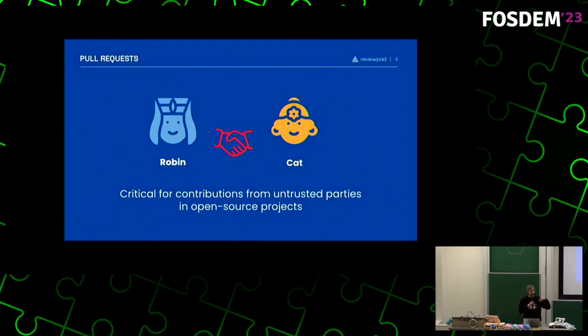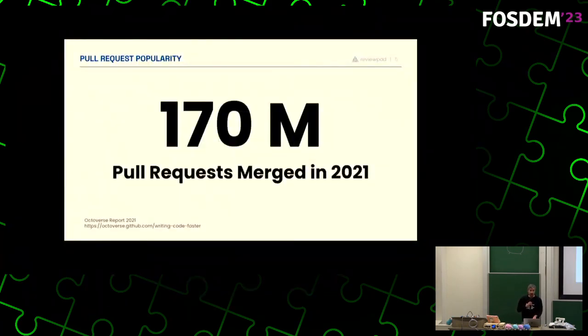This kind of methodology is important for critical contributions from interested parties, and it's well known in open source projects, especially under the name of pull requests. We also use it inside our own companies, but it's well known in the open source community. And it's quite popular: as you can see, in 2021 we had a lot of pull requests being merged.